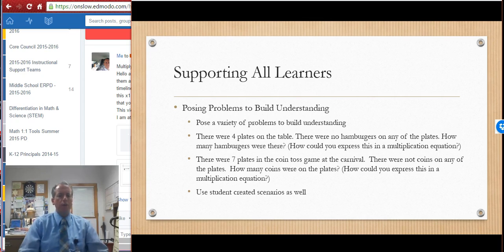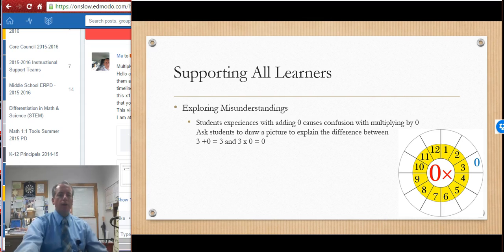Well, how would we write that as a multiplication sentence? 7 plates in a coin toss game at the carnival, and there are no coins on any of the plates. Well, how many coins are on the plates? Well, none, right? So how would I show this as a multiplication equation? So how can I find scenarios where there is an object, there is a group, but there's nothing in that group? Again, a good place for illustrations and drawing.